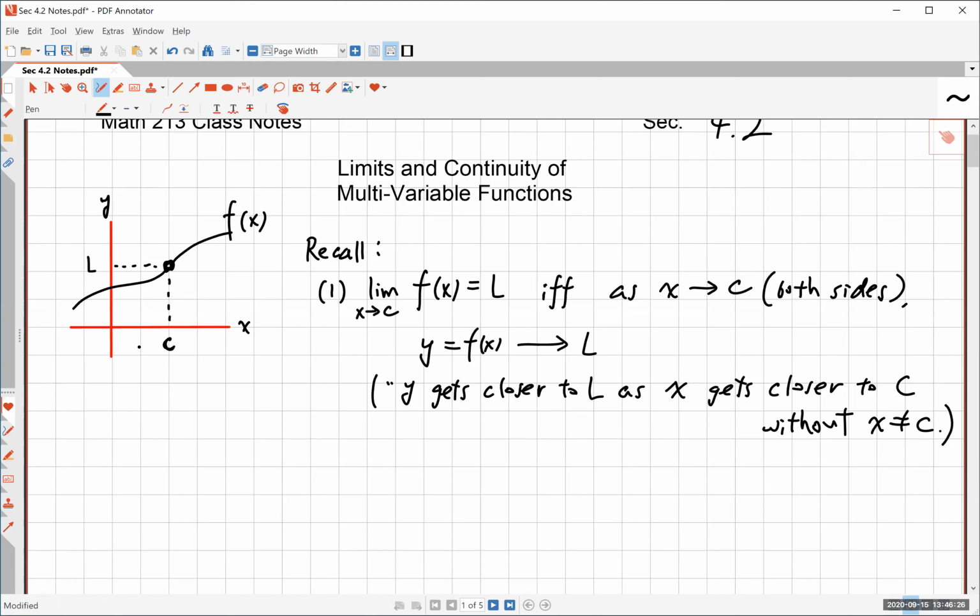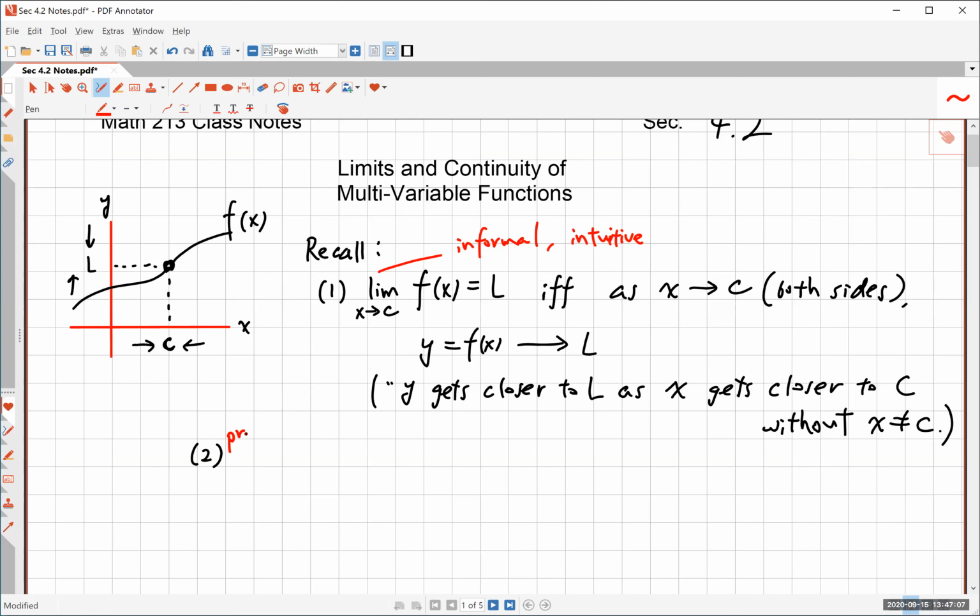But even then, as x approaches c from both directions without actually becoming c, if y gets closer and closer to this value L from both directions, we say the limit of f is L as x approaches c. So this is the informal definition. Actually, an informal definition is not a definition as far as mathematics is concerned, but it is intuitive. This is the description that we can understand.